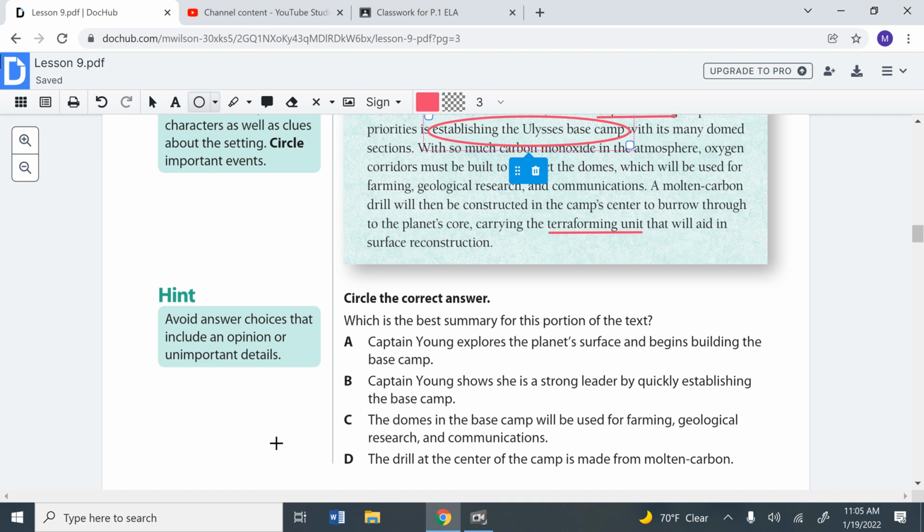However, if you look closer, the word strong expresses a personal opinion about Captain Young that was not mentioned in the text. So while it looks like a good answer, because of that one word strong, it's really not a good answer. That leaves us with A. A, Captain Young explores the planet's surface and begins building a base camp, is the best summary. It's objectively stated all of the important details of the story. It includes the main character, the setting, and important events. So A would be the best answer choice.